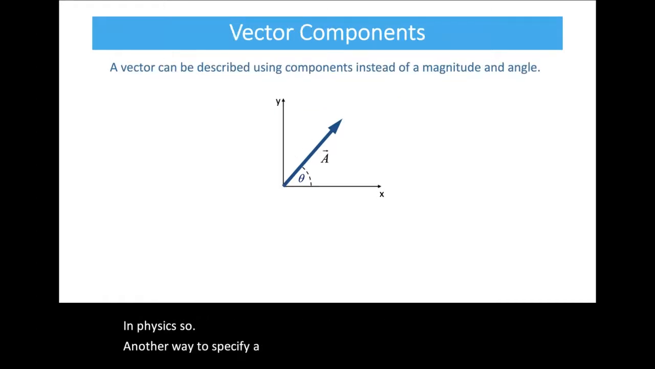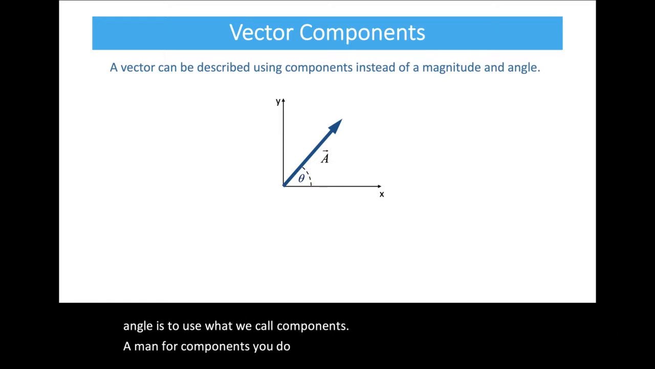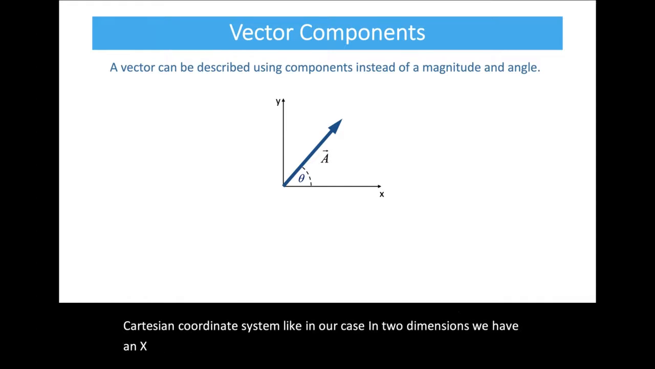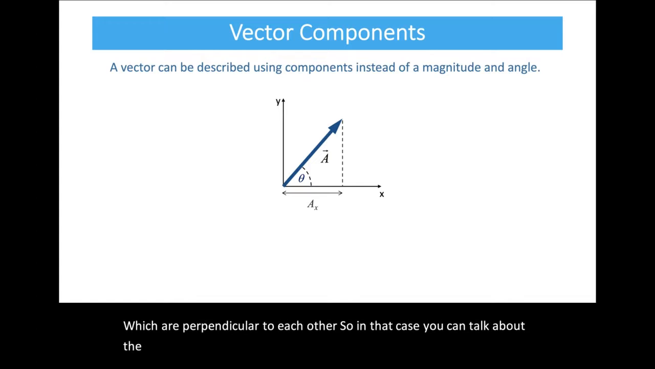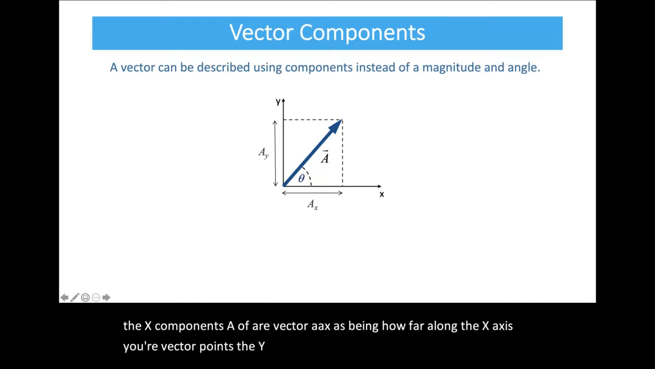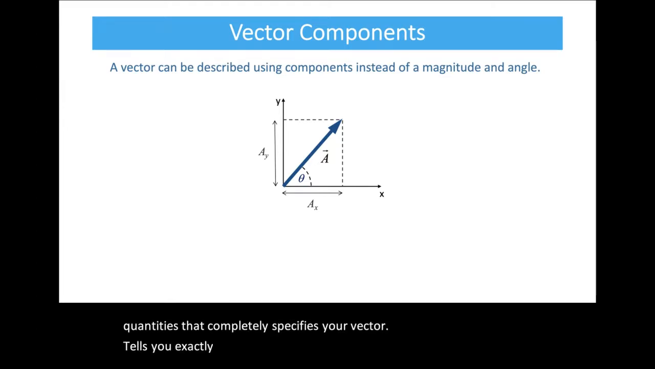Another way to specify a vector, instead of using a magnitude and an angle, is to use what we call components. And for components, you do need to define a coordinate system, or Cartesian coordinate system. Like in our case, in 2 dimensions, we have an xy axis, which are perpendicular to each other. So in that case, you can talk about the x component, say of our vector A, ax, as being how far along the x-axis your vector points, and the y component, ay, as being how far along the y-axis your vector points. And if it's a 2-dimensional vector and you know those two quantities, that completely specifies your vector. It tells you exactly how long it is and where it points.